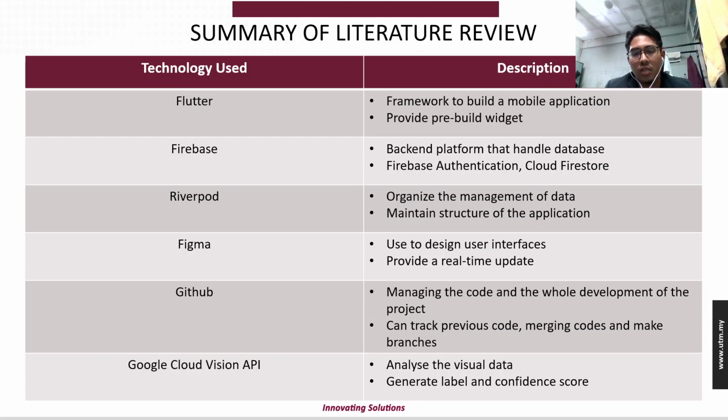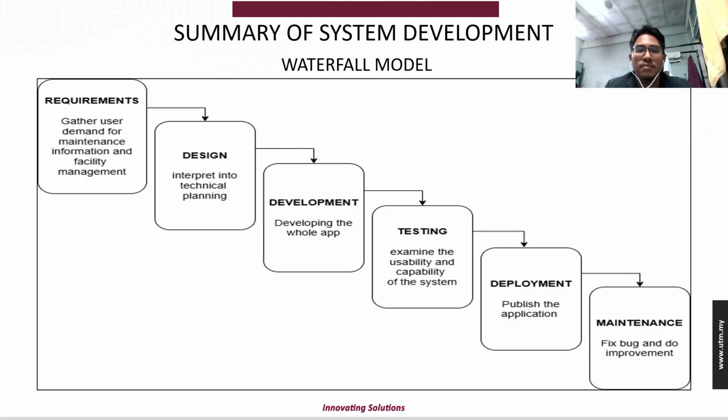It will make the code become cleaner and neater. The next is Figma. Figma is used when you want to make a wireframe, and it will also become the reference for the developer in doing the project. Okay, next is GitHub. GitHub is used to manage all the coding and all the management of the project. And the last one is Google Cloud Vision API. Basically, it is an API that is used to recognize the image submitted by the residents.